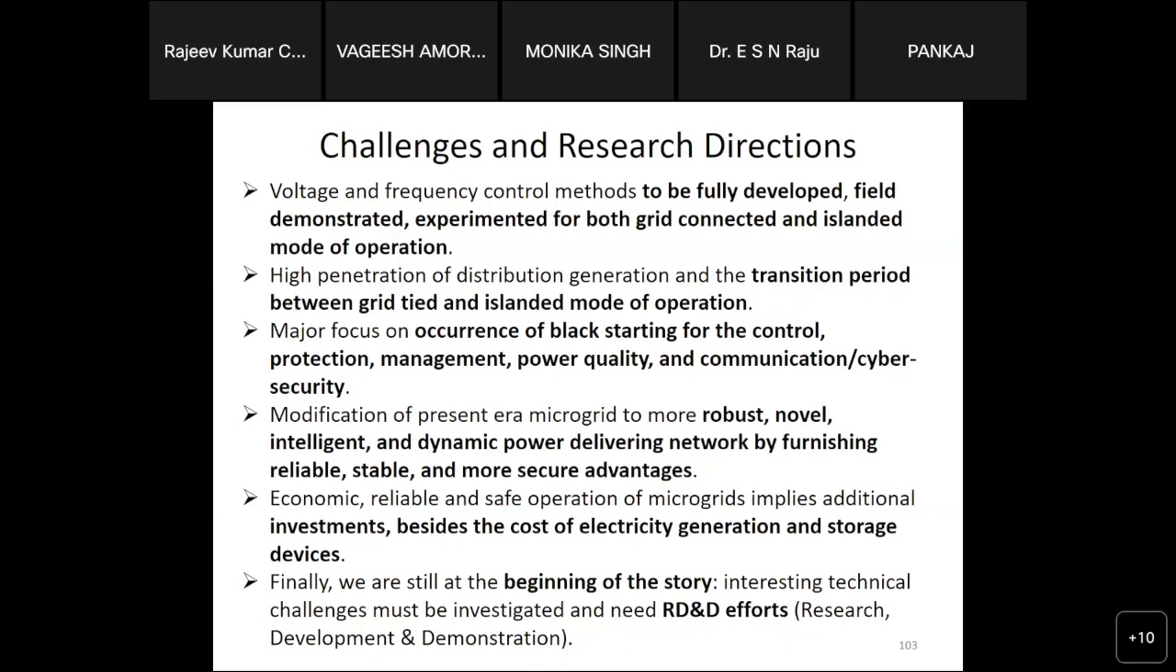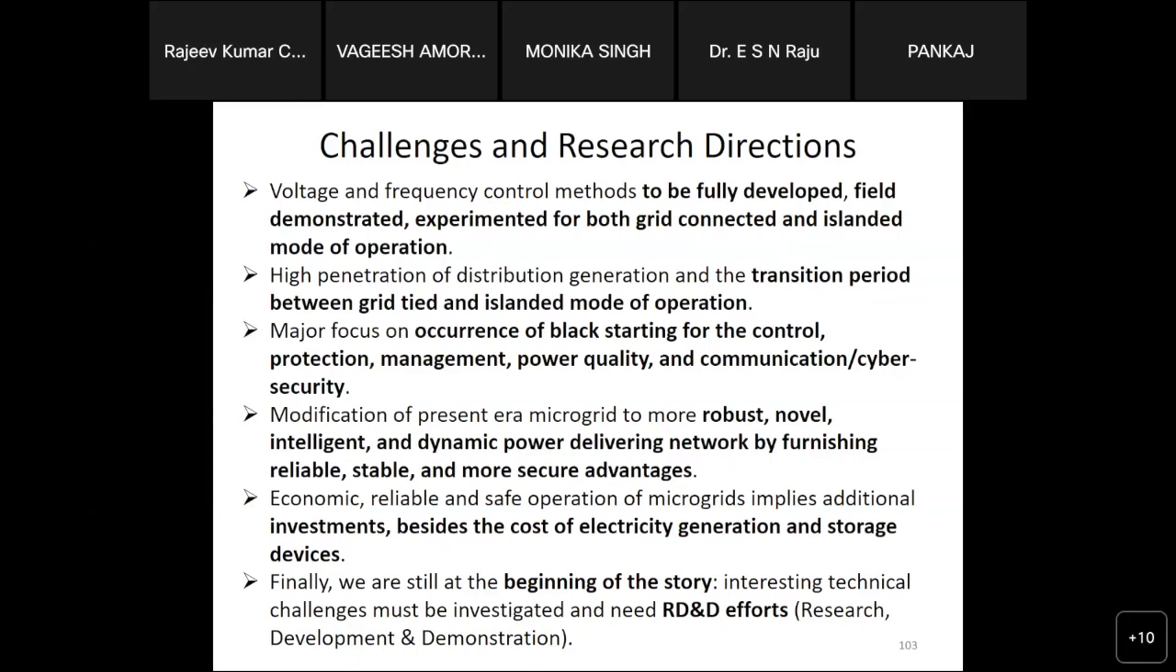And for that, we have to develop the proper island detection methods, as well as the proper control methods for the seamless transfer between the islanding mode and the grid mode of operation. So this is another challenging area where we can work. And also, we can work on the experimental verification of the different voltage and frequency control methods, and also field demonstration of the various voltage and frequency control methods.